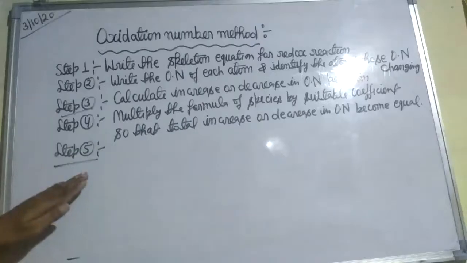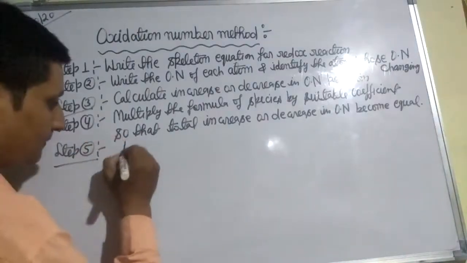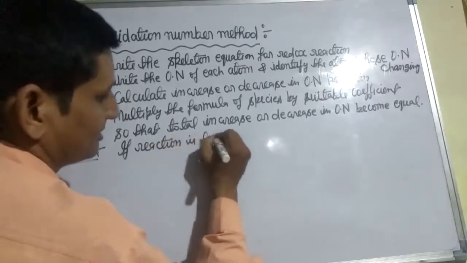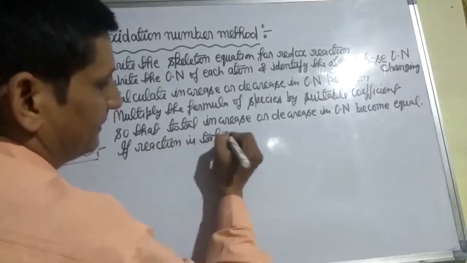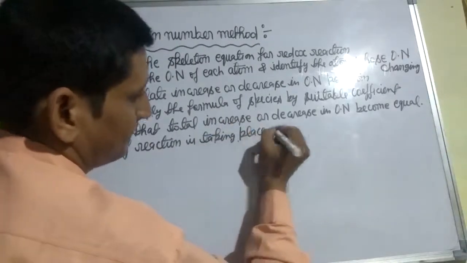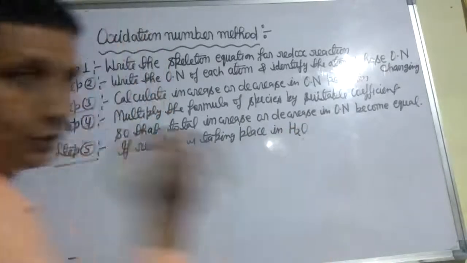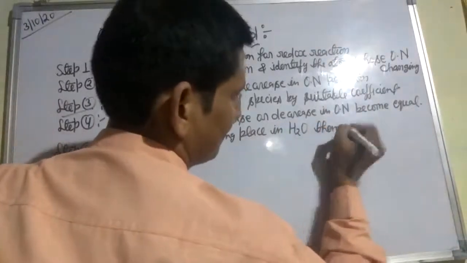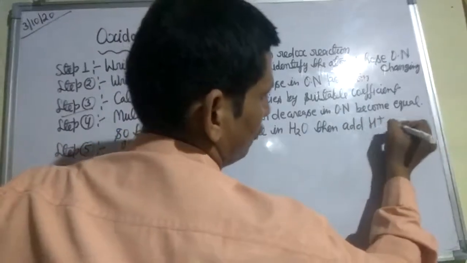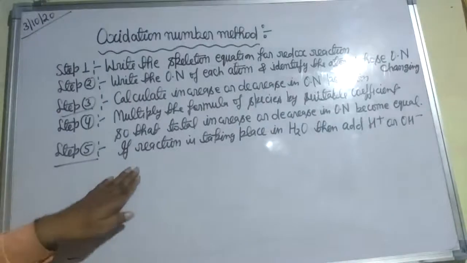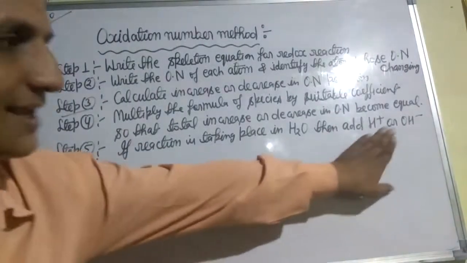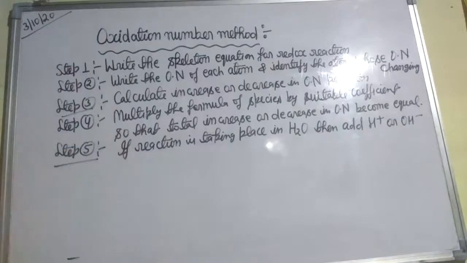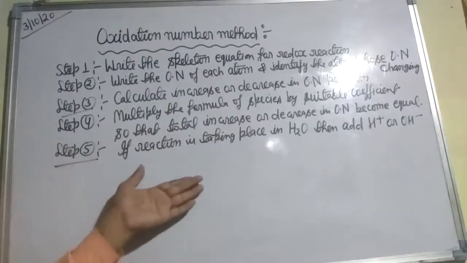So step 5. If the reaction is taking place in water, water means neutral medium, then add H ion or OH ion in the expression on the appropriate side so that total ionic charge on both sides is equal. So you have to write its full form that I have told you.